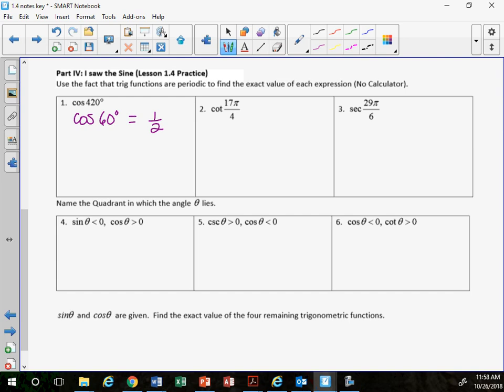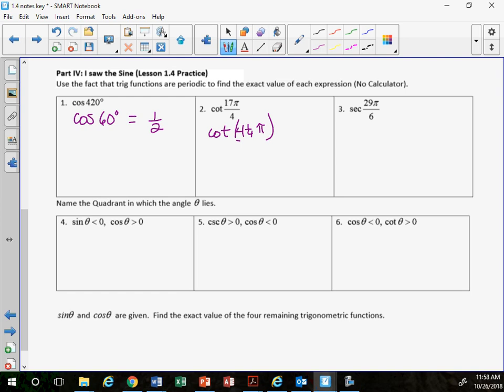All right, so the next one, 17 pi over 4. That is more than 2 pi. What we're going to do when it's in radians is think about turning this improper fraction into a mixed number. You haven't done that forever. What is 17/4 as a mixed number? 4 and 1/4, right? 4 and 1/4 pi. Okay, that's what I'm asking you.